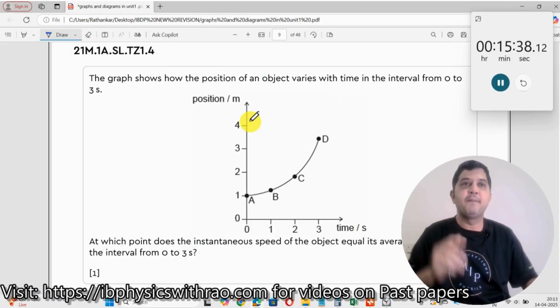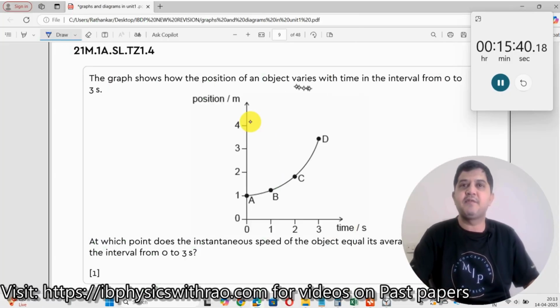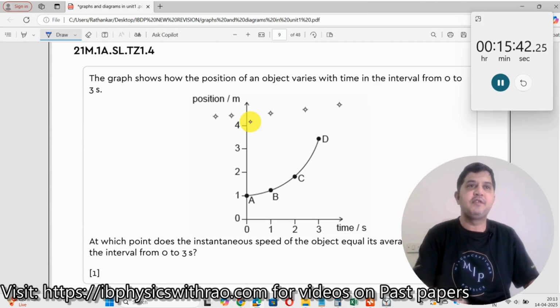Right? Then the graph shows how the position of an object varies with time in the interval from 0 to 3 seconds.